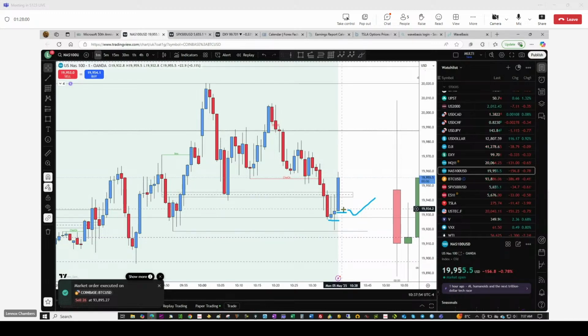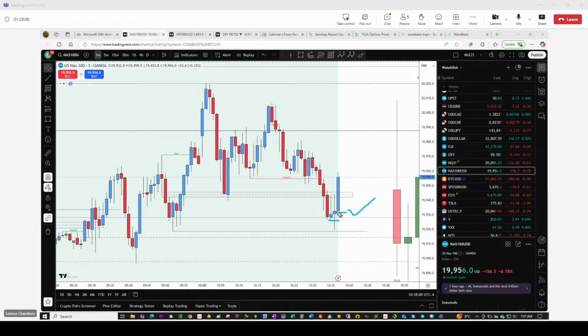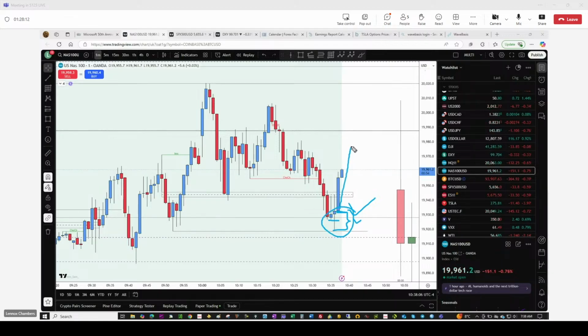So that's a nice move out on a fractal. So this is the kind of play that is pretty good. Your risk is just that much. So that's a reasonable risk to catch a move. Bitcoin's doing quite nicely now for me.